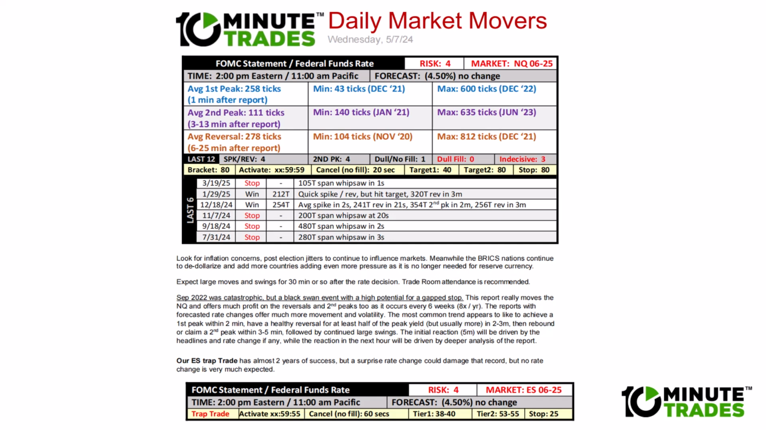So it may be changing for the best. The other thing is, if you look a little bit further down, there's another setup where we have what we call a trap trade for the ES. And if you look at our notes on the report, the Daily Market Mover also has reports. Our ES trap trade has almost 2 years of success. So that is the way that we're trading the FOMC statement these days.